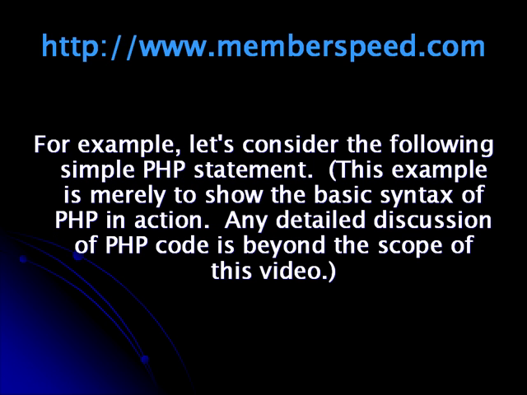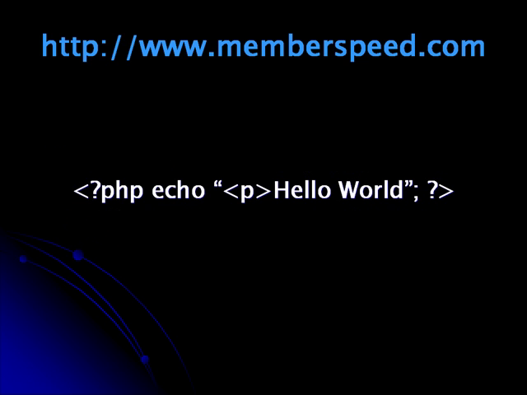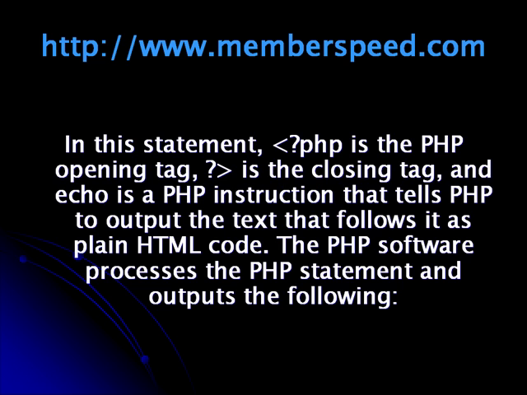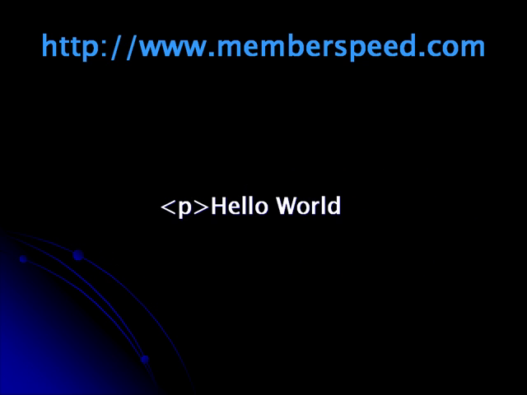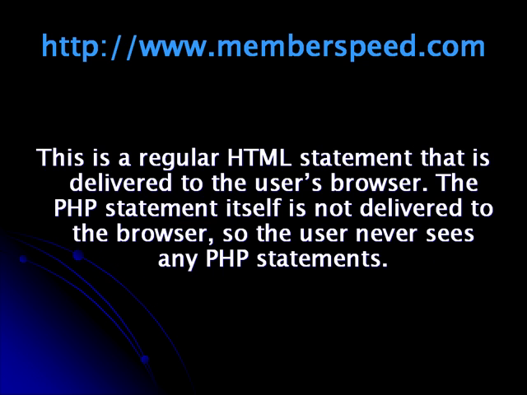For example, let's consider the following simple PHP statement. This example is merely to show the basic syntax of PHP in action. Any detailed discussion of PHP code is beyond the scope of this video. In this statement, this tag is the closing tag. An echo is the PHP instruction that tells PHP to output the text that follows as plain HTML code. The PHP software processes the PHP statement and outputs the following. This is a regular HTML statement that is delivered to the user's browser, and the PHP statement itself is not delivered to the browser, so the user never sees any PHP statements.